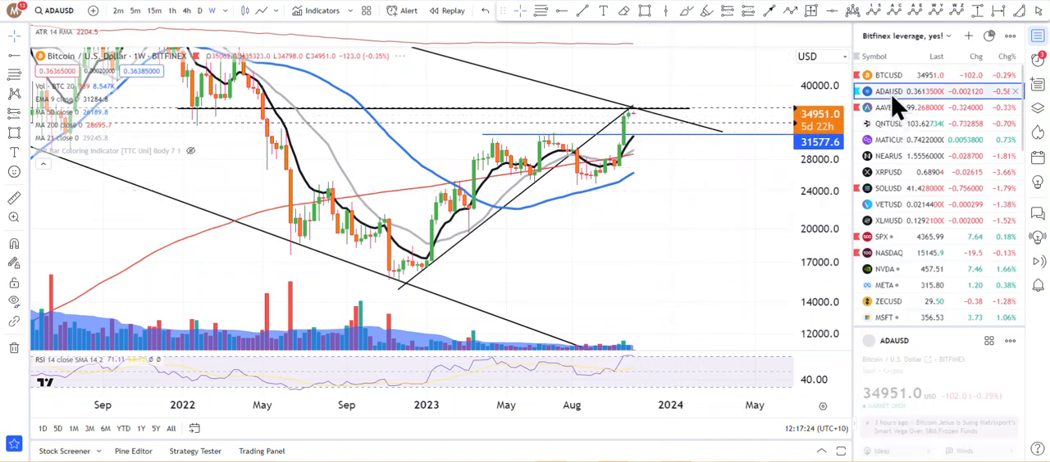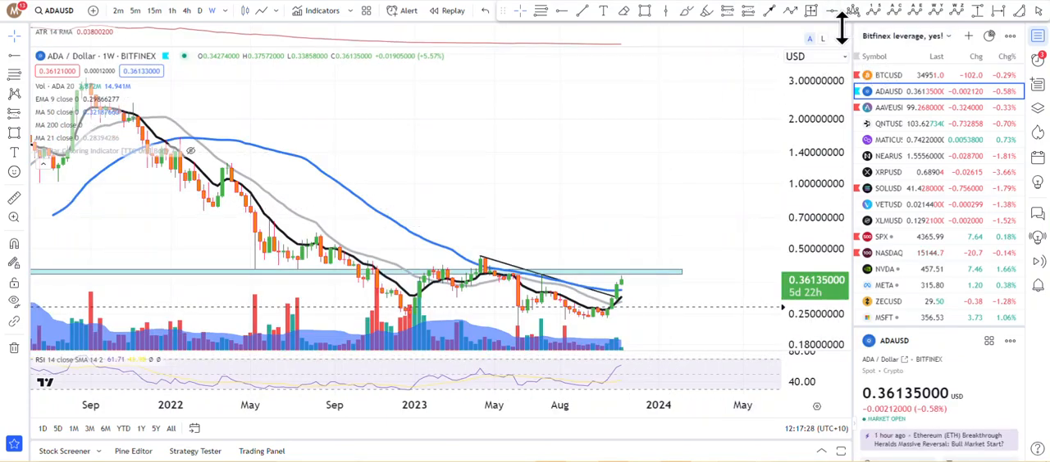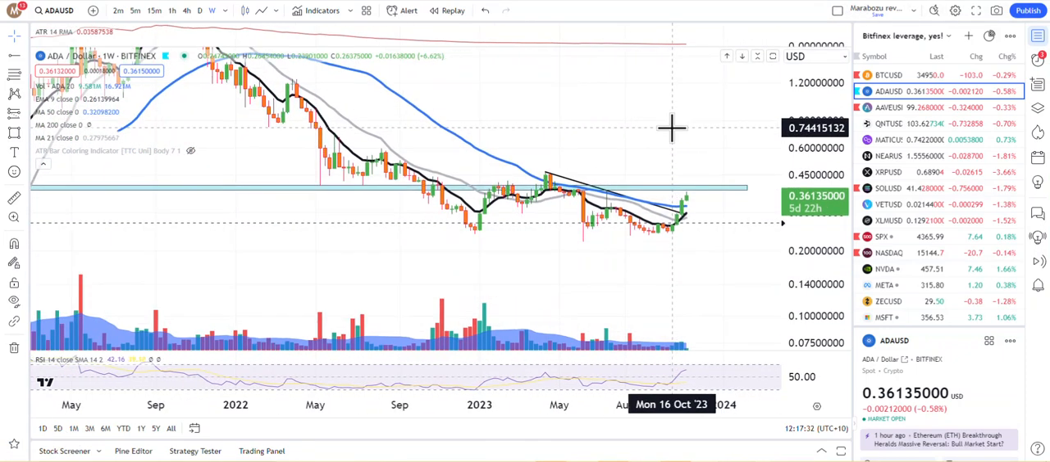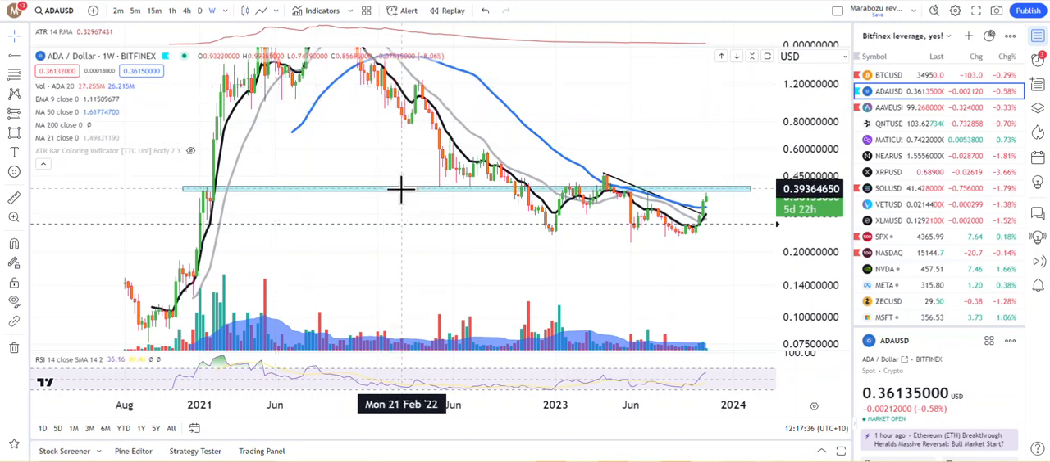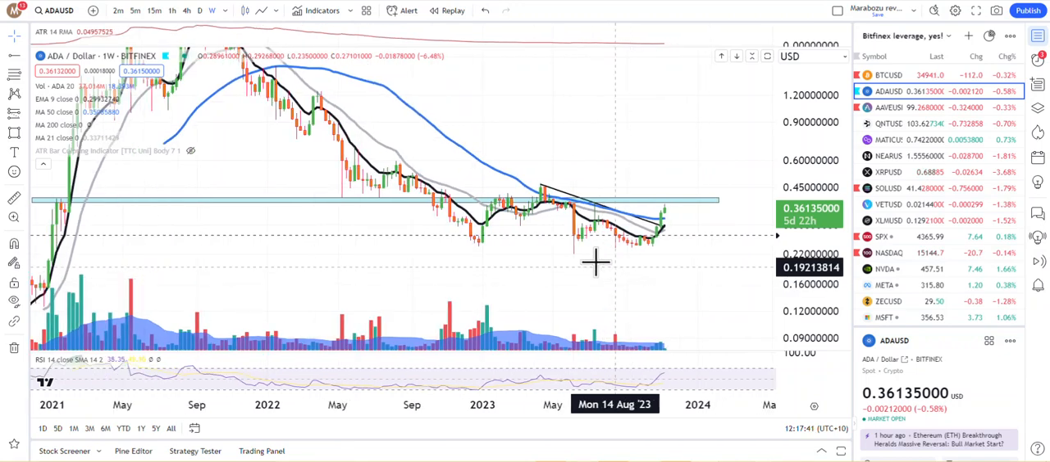So moving along. So ADA, I'm just going to put this back to where I had it before, because I just wanted to show you a couple of things. Actually, let's go through a few of these. No, this is the weekly chart. Okay, well, let's just go through on the weekly chart and just see what it looks like.